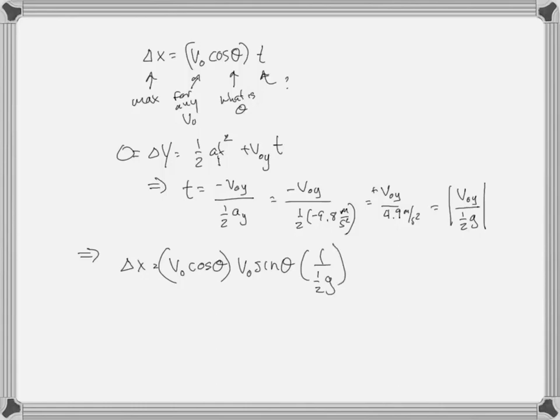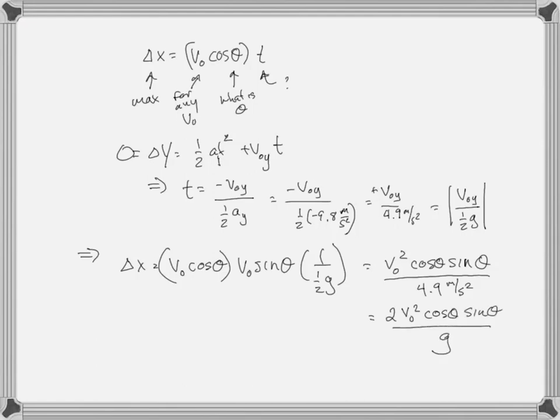Okay, so that's just writing it out with letters, or we could plug in 1/2 g is 4.9 meters per second squared. And so what we get is v0 squared cos theta sine theta, and I'm going to simplify again, it's over 4.9 meters per second squared. Okay, or again, in terms of g, it's going to be 2 v0 squared cosine theta sine theta over g. Okay, so that's what we end up getting.